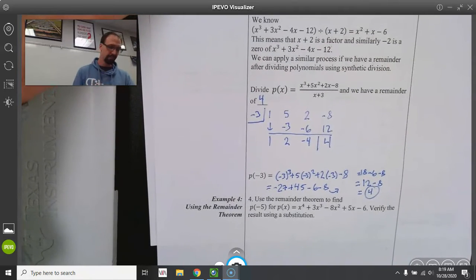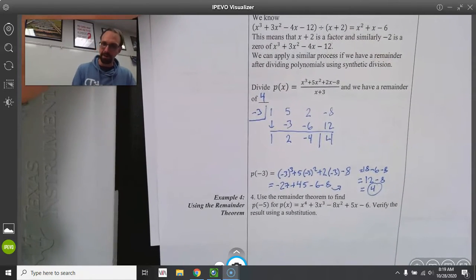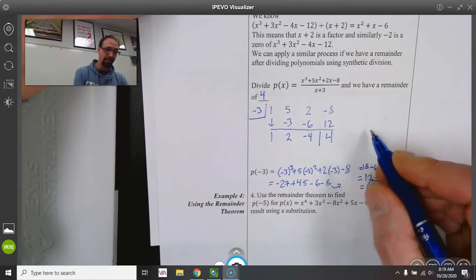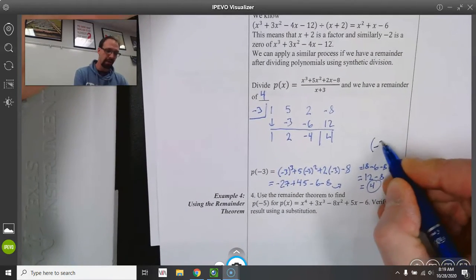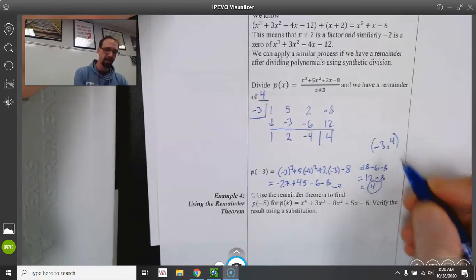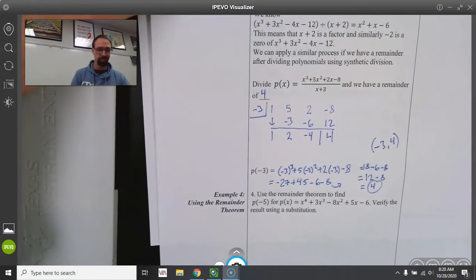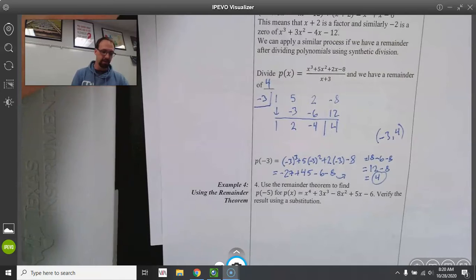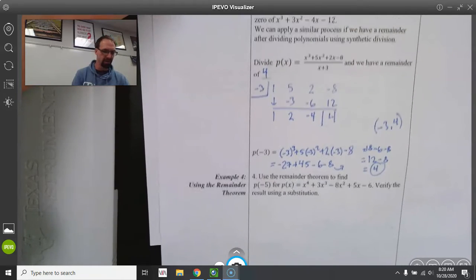So these values are the same. They also tell us a few other things. Graphically, if I plugged in negative 3 into this graph and found what my y value was, I would actually have a point at negative 3 comma 4. So we're going to see that here soon also. So that's our remainder theorem. I'm going to go ahead and jump into this example also.